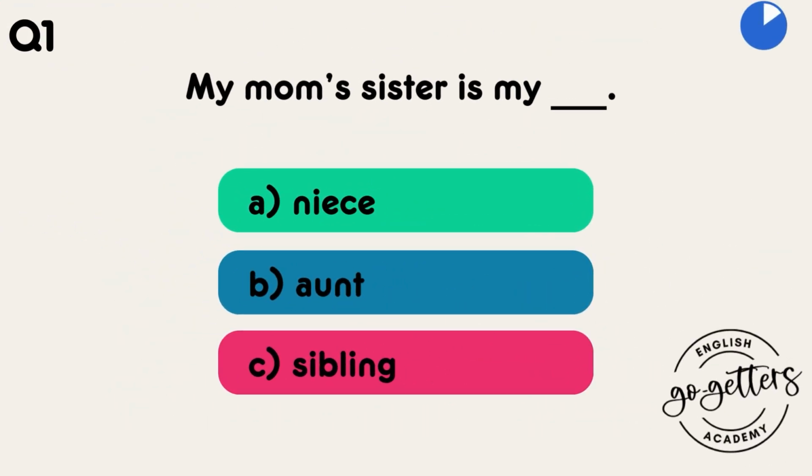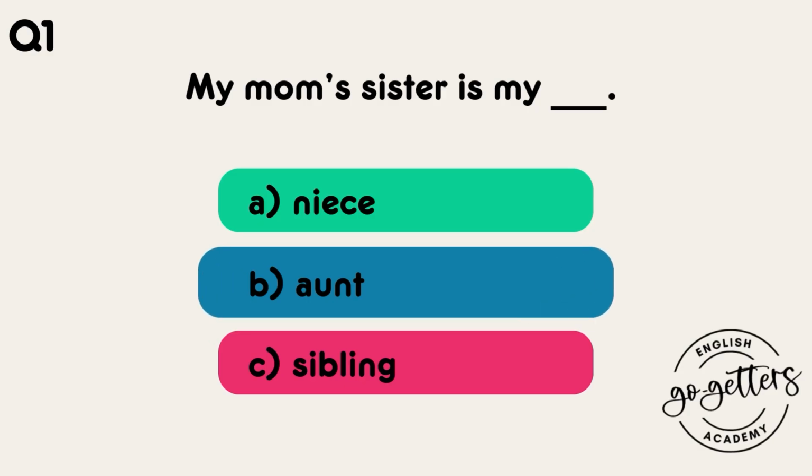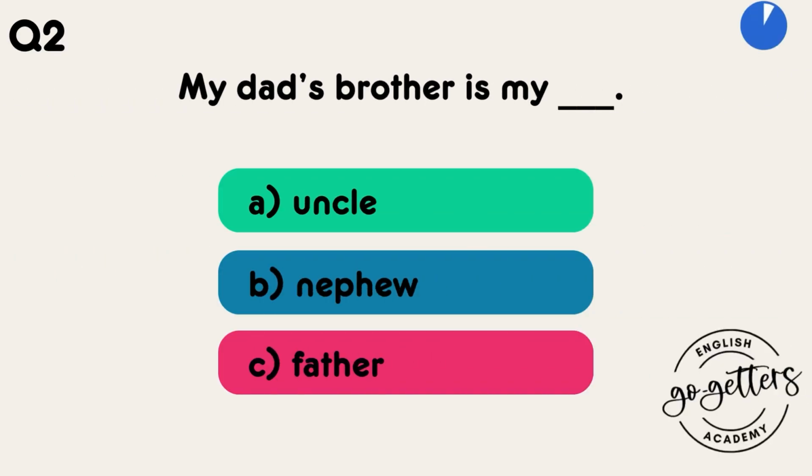Question 1. My mom's sister is my... And the correct answer is letter B, aunt. Question 2. My dad's brother is my... And the correct answer is letter A, uncle.